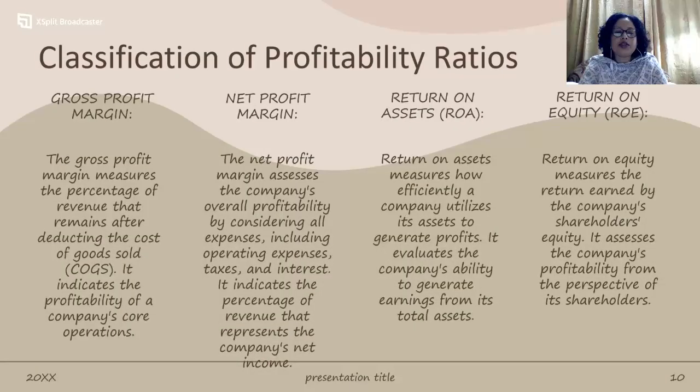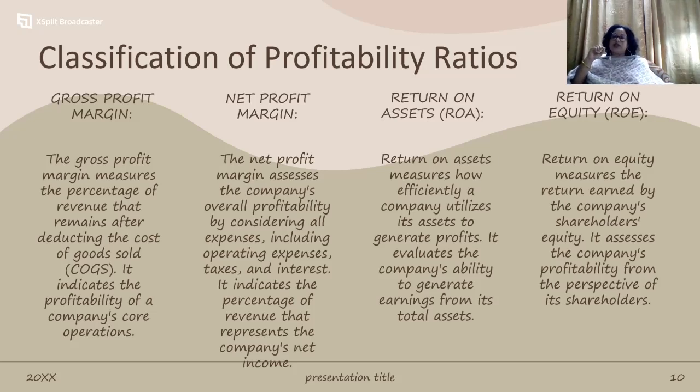Next comes the profitability ratio. First is gross profit margin, a recap of that. The gross profit margin measures the percentage of revenue that remains after deducting the cost of goods sold. It indicates the profitability of the company's core operation. Net profit margin assesses the company's overall profitability by considering all expenses including operating expenses, taxes and interest. It indicates the percentage of revenue that represents the company's net income.